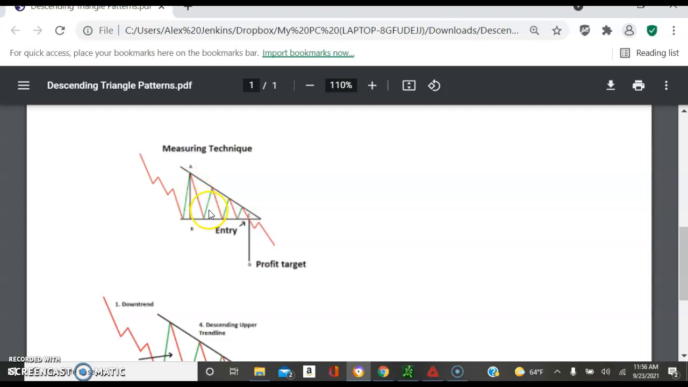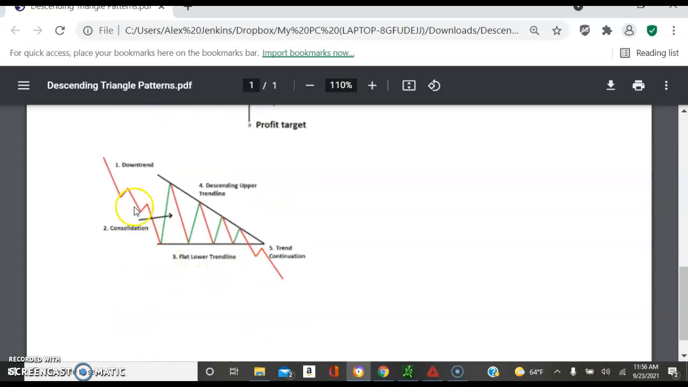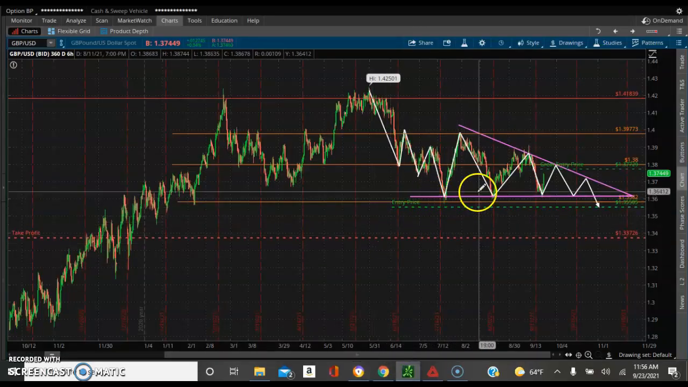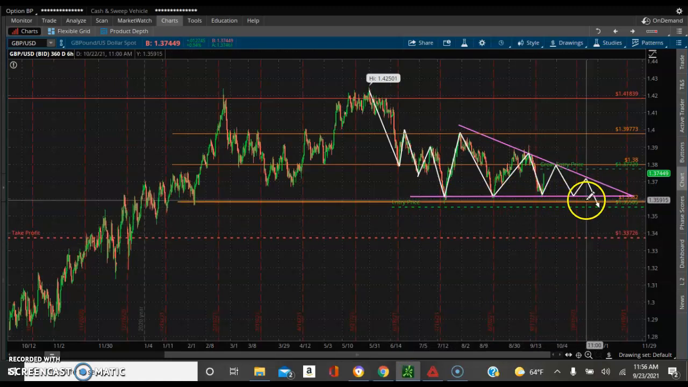So as you see, as it oscillates up and down here, and then you see there's the entry point here, and you have to take profits down to the downside. Another diagram of it. So we know this is consolidation. We have a descending upper trend line, and we have the flat lower trend line. We have those examples on the chart. We have those characteristics of this on this chart already.